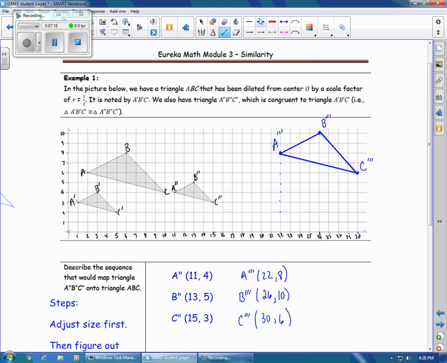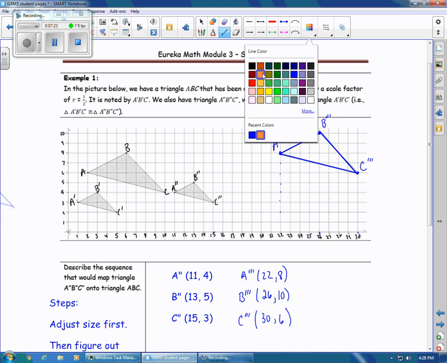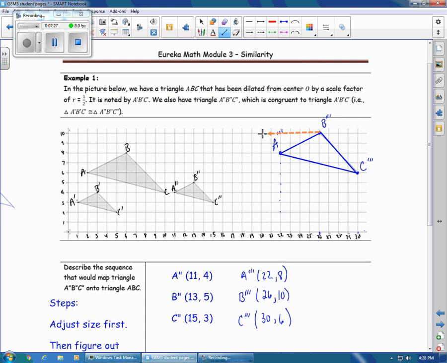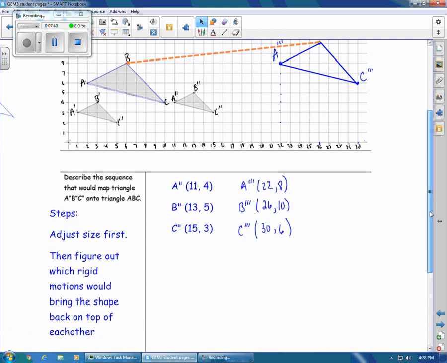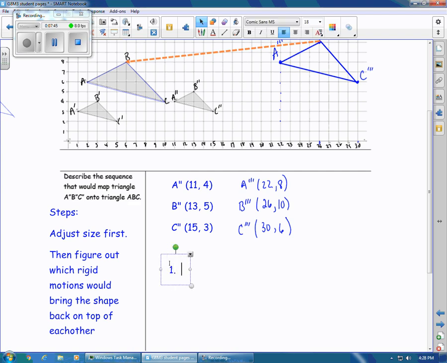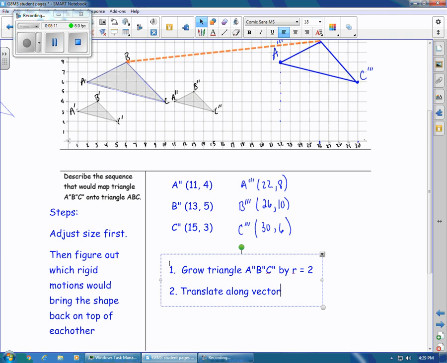Again, I could draw a vector. Draw my vector in red, from B triple prime back to B, and then I can trace my drawing and travel along that vector, and it's going to get right back onto the original. So if I'm writing this out, I would say: 1, dilate triangle A double prime by a scale factor of r equals 2, and then 2, I'm going to translate along vector B triple prime, B. And then I'd have to draw that arrow on top of that.